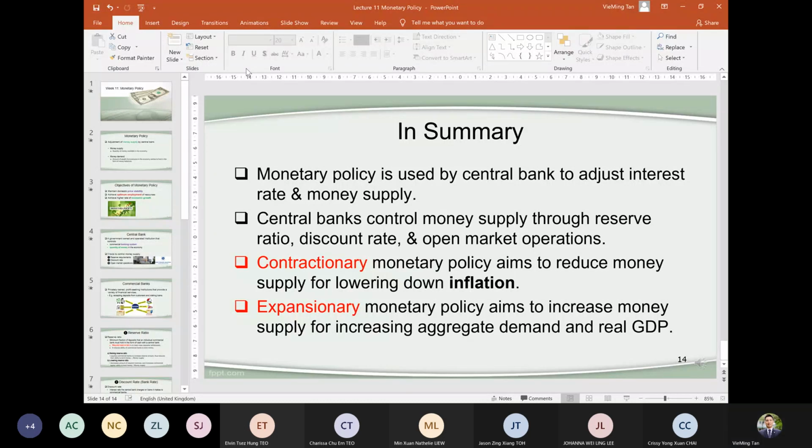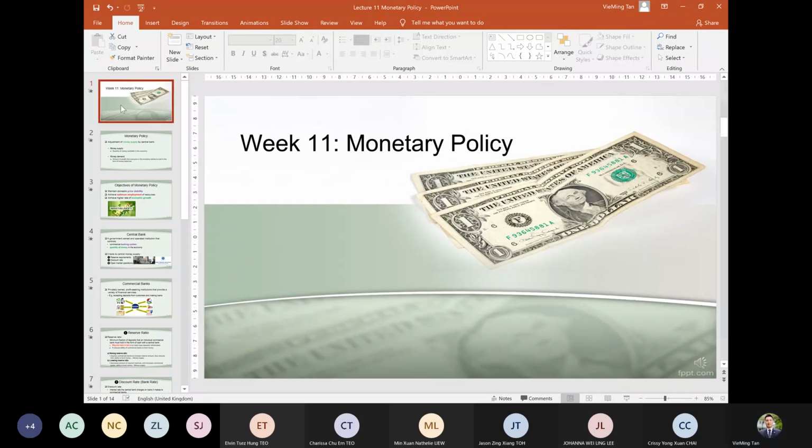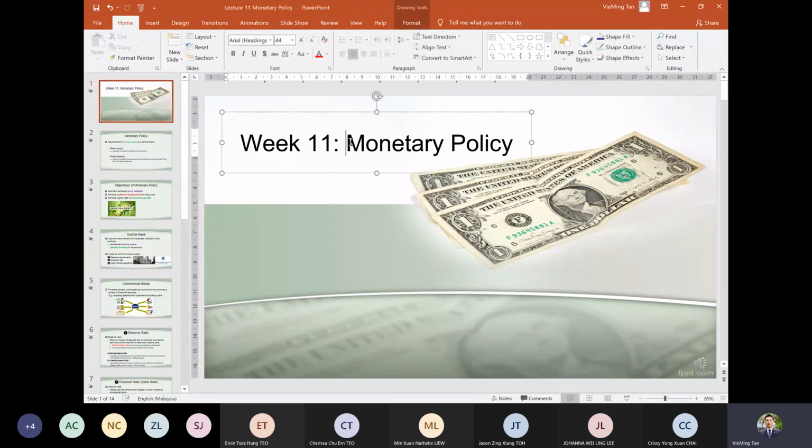Okay, can you differentiate between fiscal policy and monetary policy? Fiscal policy is a tool used by the government to control the aggregate demand, using tax and government spending. But monetary policy uses the reserve ratio, discount rate, and government bonds to control the money supply in the economy, which will influence the aggregate demand in an economy. Okay.